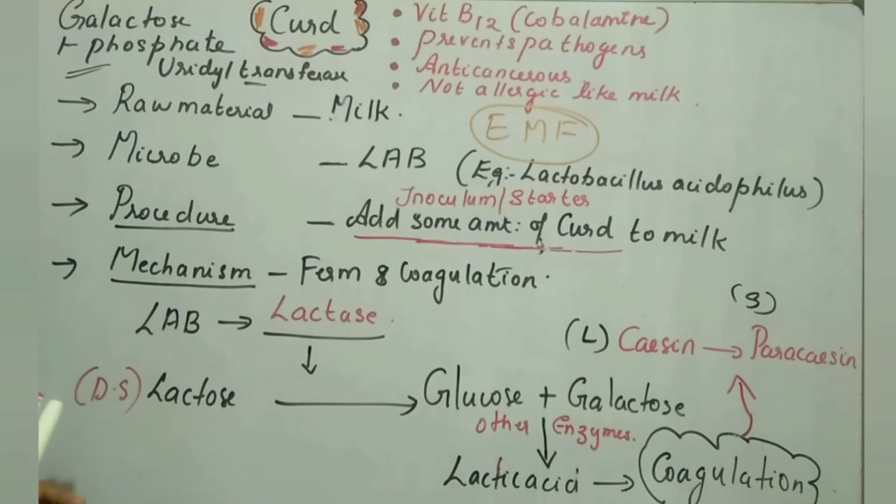And the second one, it kills different kinds of pathogens. Then the third property is that it is anti-cancerous. And the next property is that it is not allergic like milk. In some persons milk may be allergic, but curd is not allergic. So these are the different health benefits of curd.